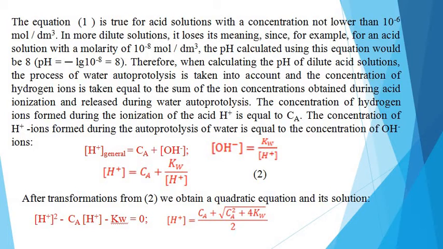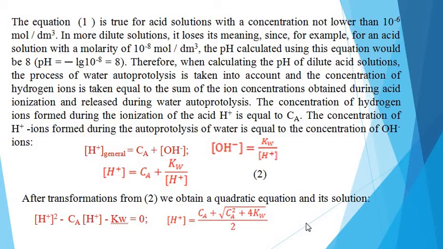The first equation is true for acid solutions with a concentration not lower than 10 to the minus 6 power mole per liter. In more dilute solutions, it loses its meaning since, for example, for an acid solution with a molarity of 10 to the minus 8 mole per liter, the pH calculated using this equation would be 8. By the way, pH equals the negative logarithm of 10 to the minus 8, so it is 8.